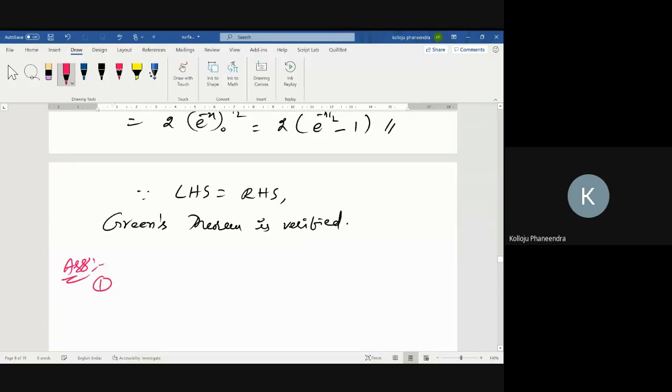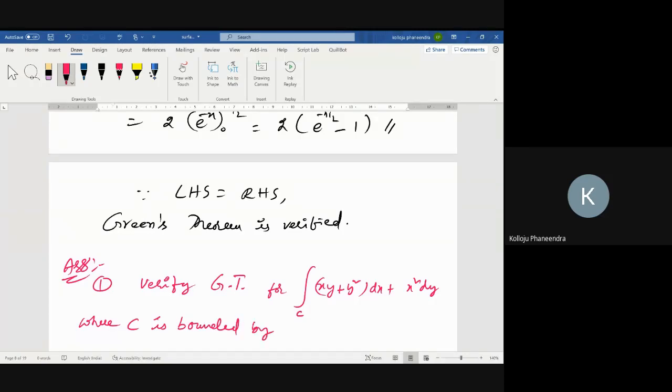First one, verify Green's theorem. GT stands for Green's theorem. For the integral over C of xy plus y square dx plus x square dy, where C is bounded by y equal to x and y equal to x square.